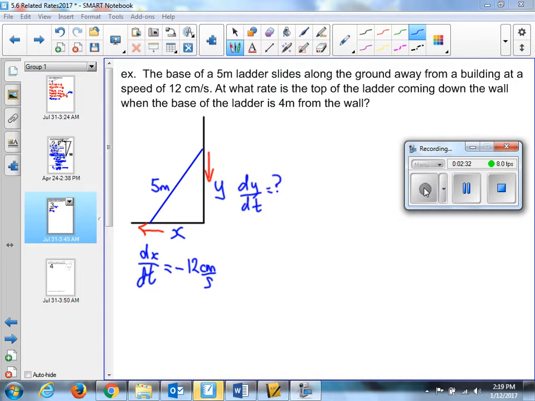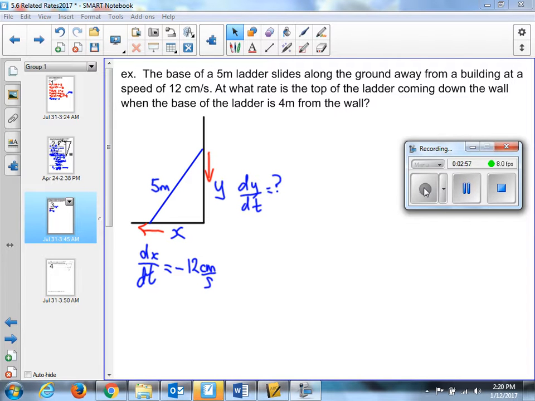We don't know the speed that it's falling down at. That's what we want to find. What else? Well, x and y are changing every second. We know that we're going to find it when x is equal to 4. But that 4 is not a constant, so I'll just keep it as x on the diagram, okay? And then we plug in 4 for the particular speed.